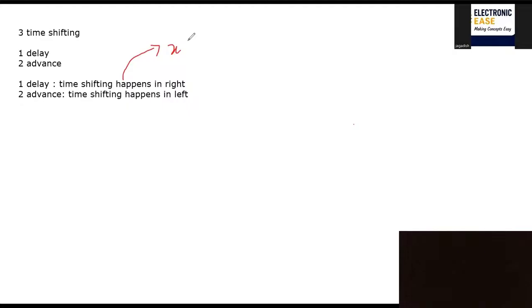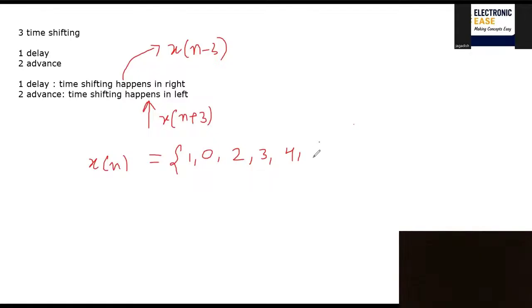X of n minus the delay is negative. If it is advanced, that is x of n plus 3, it will be happening towards the left. So I have one signal, students. I have x of n as 1, 0, 2, 3, 4, 6. I need to sketch x of n plus 3 and x of n minus 3.